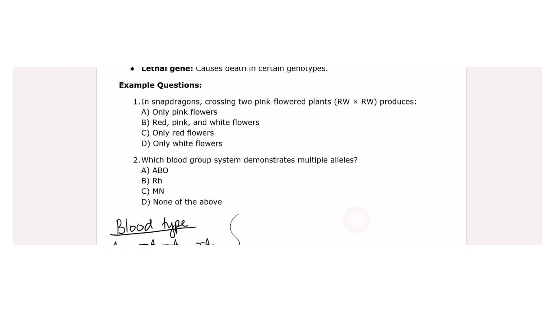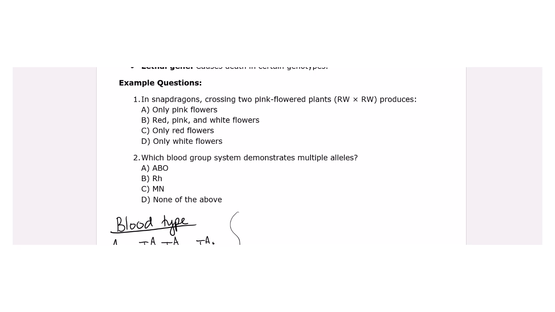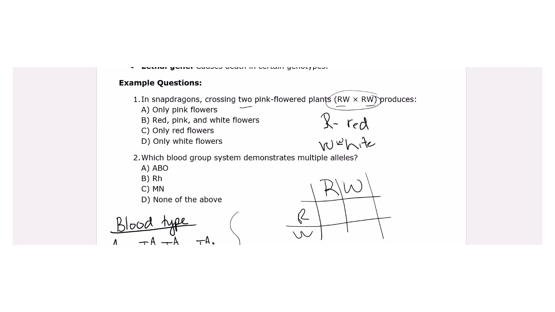So in snapdragons, crossing two pink flowers produces what? Okay, so you have RW, RW. Okay, so you don't have a blending, so that's how you know it's incomplete, and you made pink. So probably the R was going to be red, and the W would have been from a white flower, right? So if you cross this, what would you get? So you're going to have an RW and an RW. We'll do the Punnett square. Okay, what did we get?